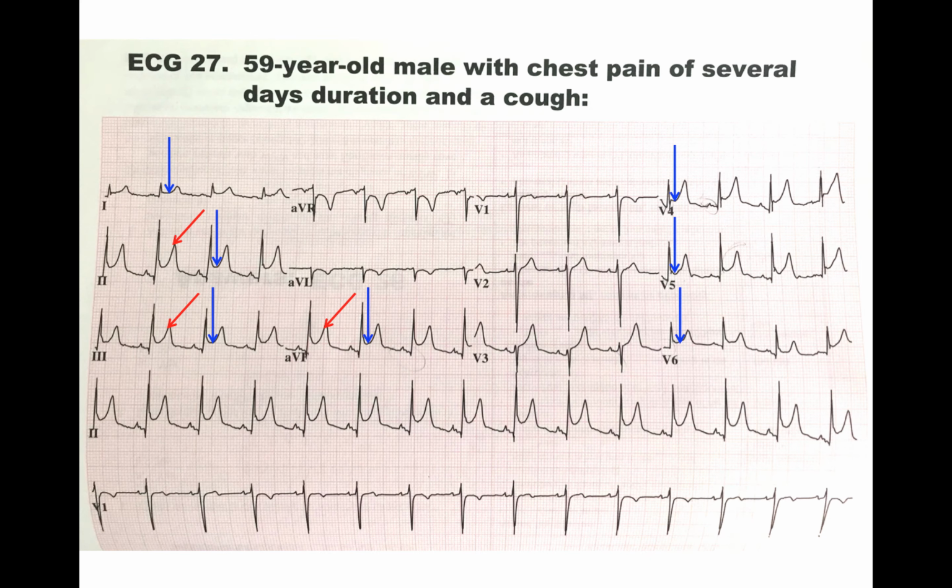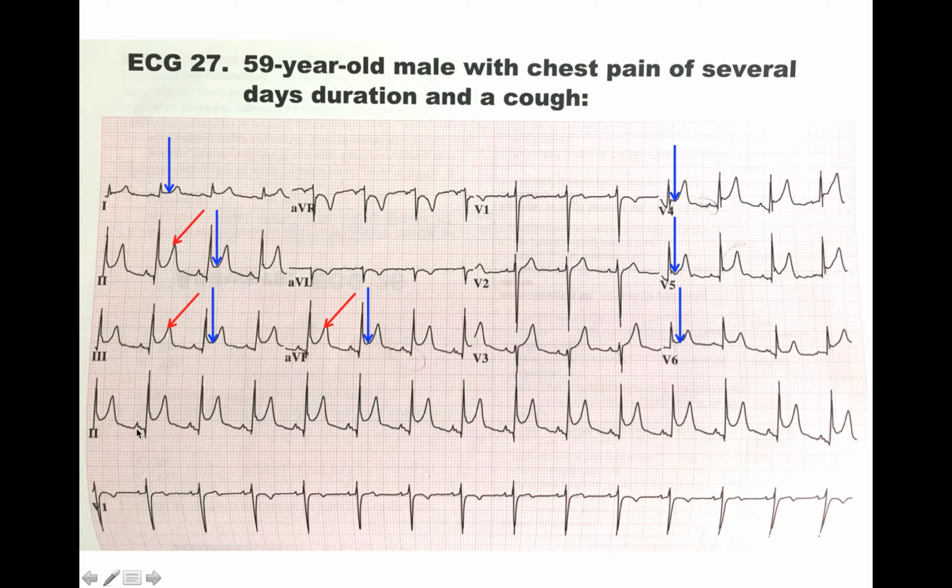Okay, so Clay here again, today with a 59-year-old male with chest pain of several days duration and a cough. So going over our steps of reading an EKG, first starting with the rate. Using the big box method, so 300, 150, 100, so a little bit less than 100, so roughly around 85 beats per minute.